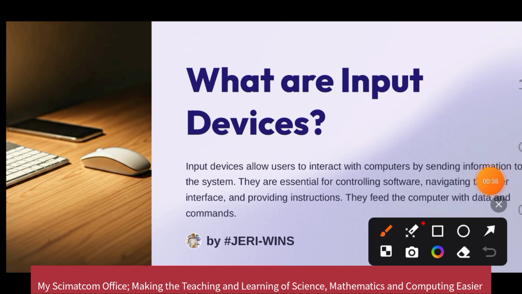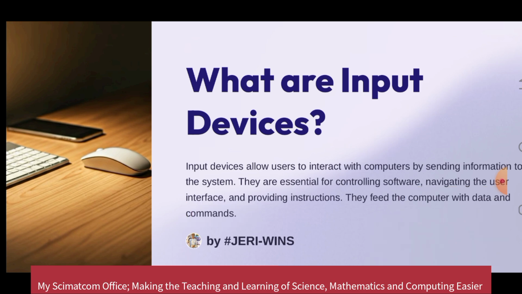So all the input devices feed the computer with data and command, as I've circled on it. So input devices feed the computer with data and what? Commands. And they help in navigating, controlling software and also the user interface by providing instructions to the computer. They are like the commanders to the computer. They tell the computer what to do. So they command the computer by providing data and information into the system.